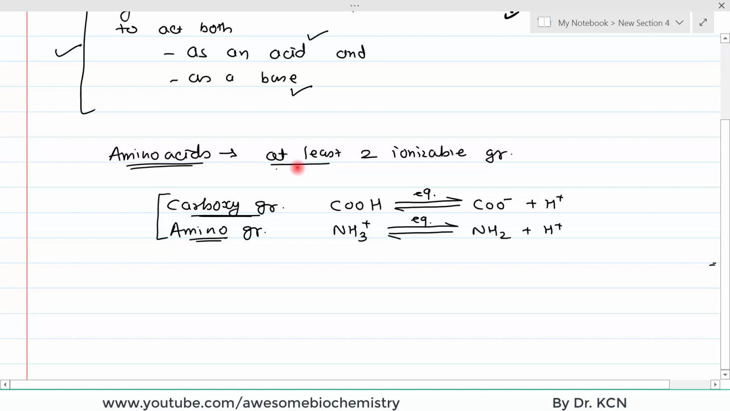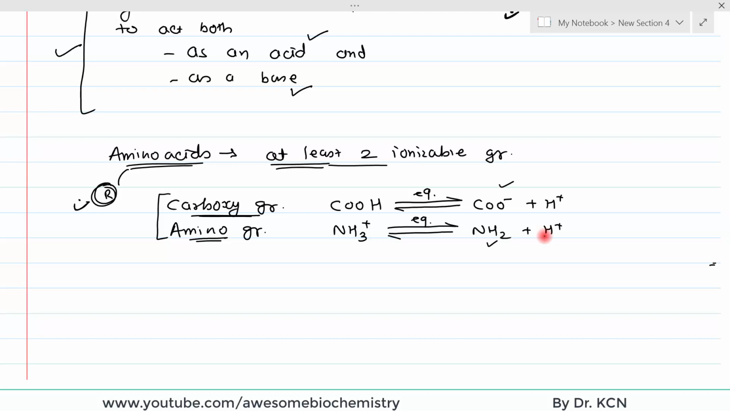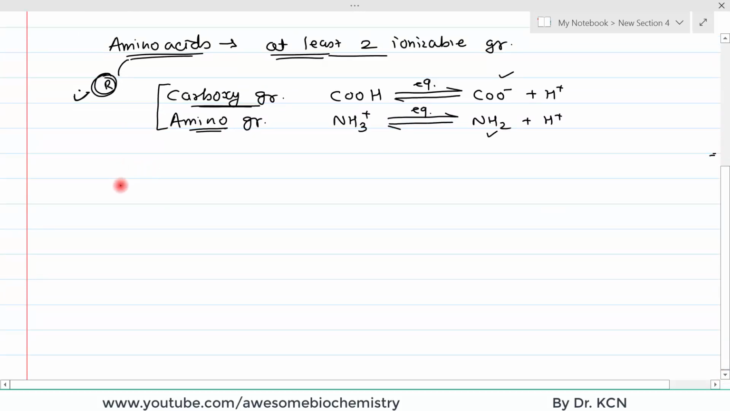And why this word at least? Because an amino acid also contains a side chain R. And if this side chain contains an extra ionizable group, then there will be more than 2 ionizable groups. So all amino acids have at least 2 ionizable groups. Now to understand better, let's carry out one hypothetical experiment.